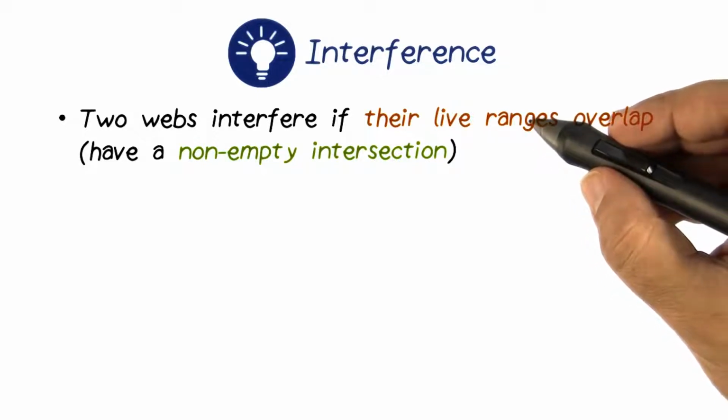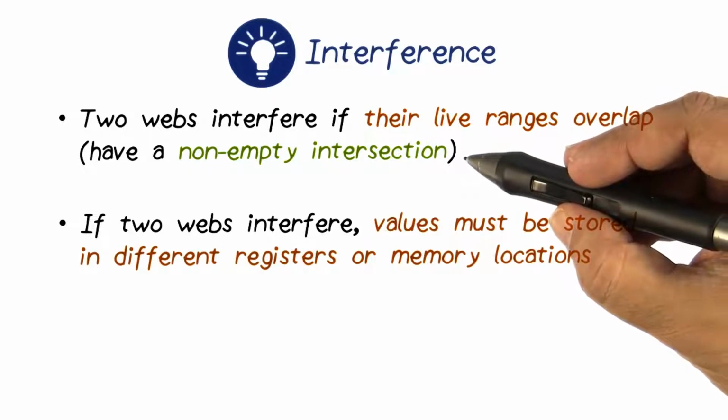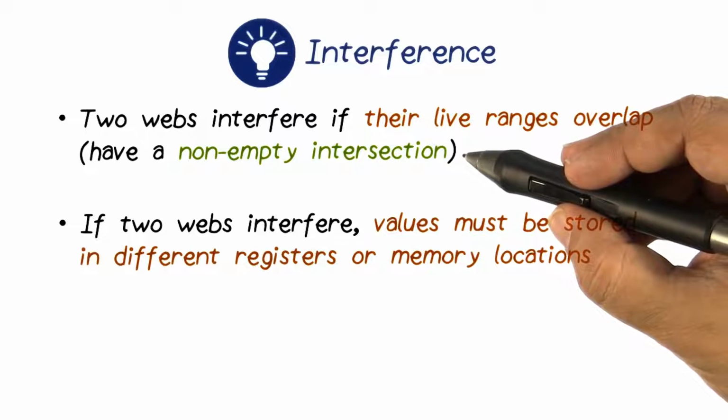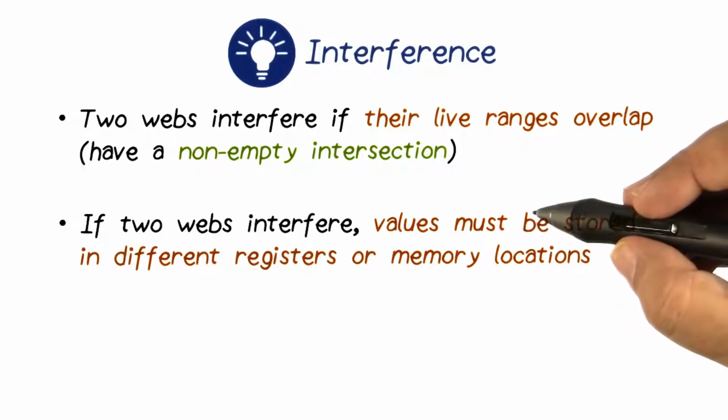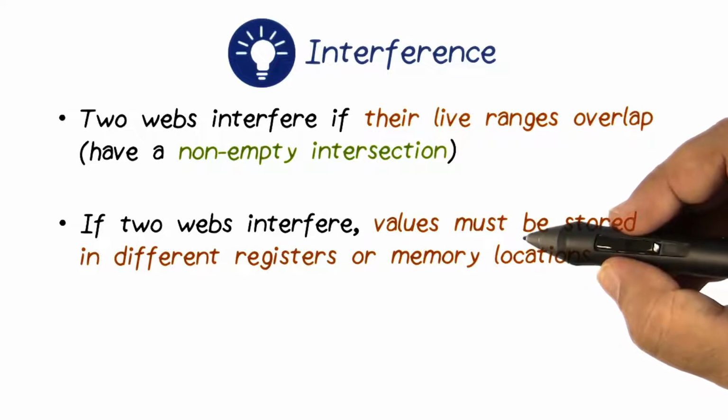Two webs interfere if their live ranges overlap. In other words, after determining the webs, we'll take their intersection, and if their intersection is not empty, they will be overlapping. If two webs interfere, the values must be stored in different registers or memory locations.